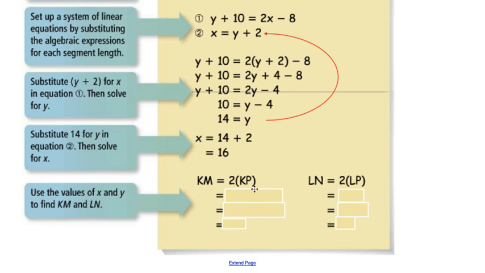So that's what we're going to go ahead and do. Instead of KP, we're going to write its algebraic expression as y plus 10. But we found that y was 14, so we're going to do 2 times 14 plus 10, which is 24 times 2, which is 48. And likewise for LN, LP is just x, and we found x was equal to 16, so that gives us a total of 32 for diagonal LN.